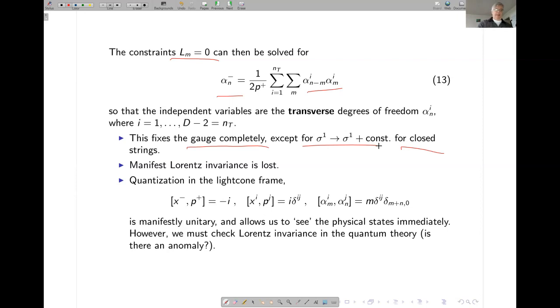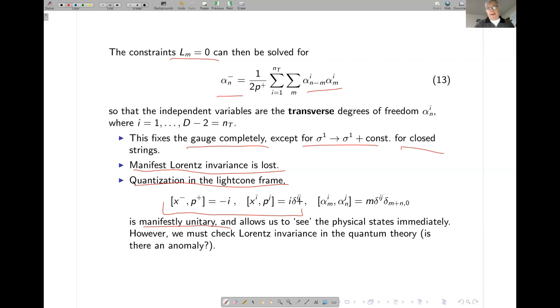The price that we pay is that we have lost manifest Lorentz invariance. We have thrown out the alpha pluses, and the alpha minuses are also now special, so that is not covariant. But if we perform quantization in such a light cone parameterization, it is manifestly unitary. I've written down here the commutators that you then impose. The first two are equivalent to the quantization of a particle in the light cone gauge, and this particle we can think of as a center of mass.